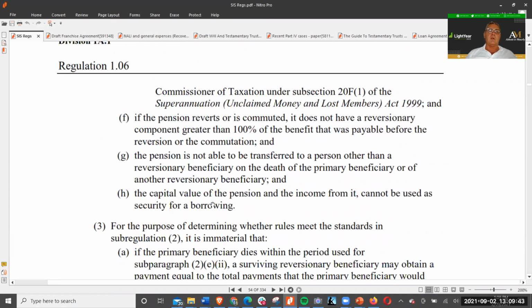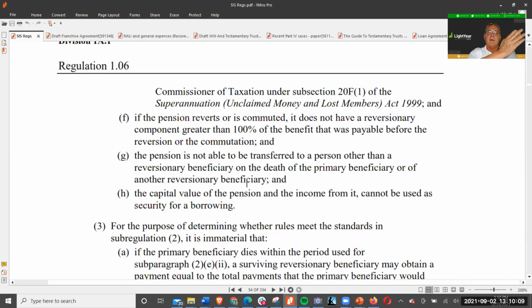pensions being commuted. So again, the pension is not able to be transferred to a person other than a reversionary beneficiary on the death of the primary beneficiary or another reversionary beneficiary. So transfer simply means it carries on. As I showed you there, we can have the primary beneficiary going to reversionary, but it also says there in G, and this is contemplated, so this is part of the SIS Act, although we don't pull that in, but it's still part of the law.